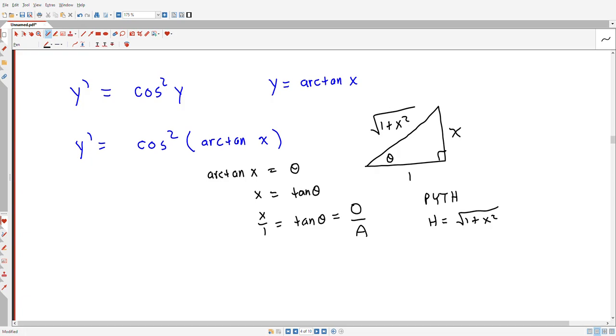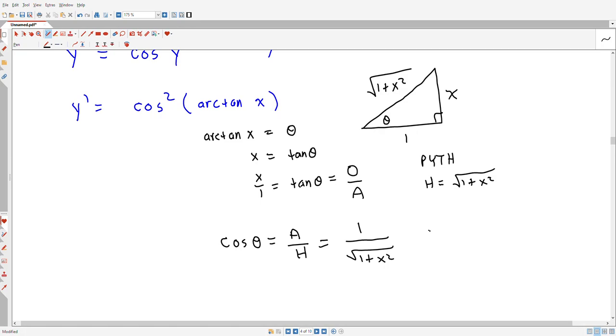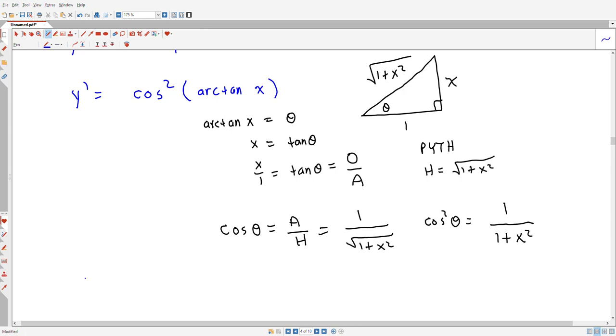And now what's the cosine of that angle? The cosine of that angle should just be adjacent over hypotenuse, which would just be 1 over the square root of 1 plus x squared. And so if I square that, it becomes 1 squared, and when I square the square root, it goes away. And so finally, I go back to my blue marker, and that y prime is the cosine squared of that arctangent of x. In this picture, arctangent of x is that angle, and the cosine of that angle is 1 over the square root. When I square it, I get that y prime is just 1 over 1 plus x squared.